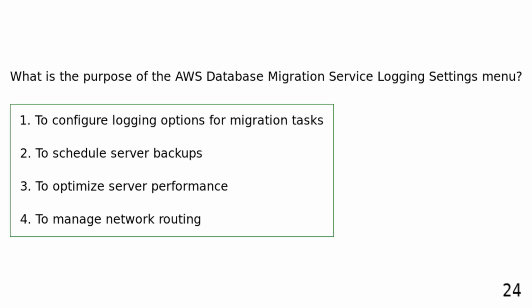What is the purpose of the AWS Database Migration Service logging settings menu? To configure logging options for migration tasks. To schedule server backups. To optimize server performance. To manage network routing.